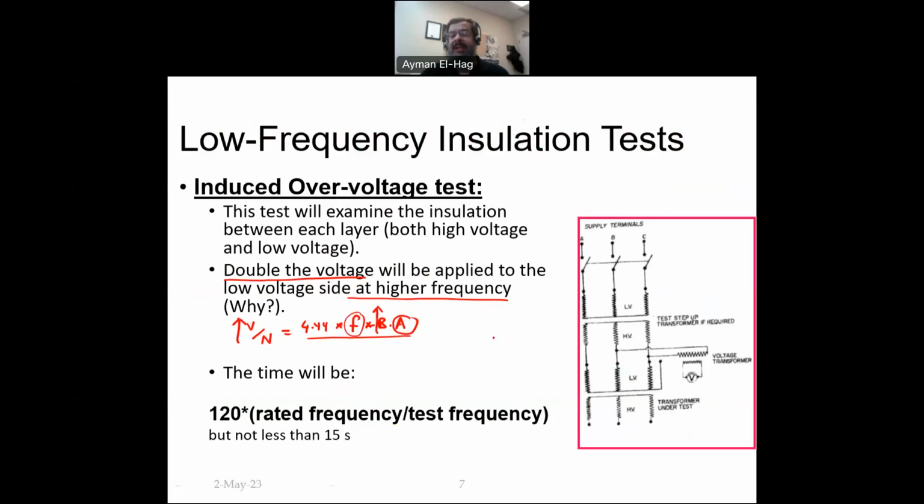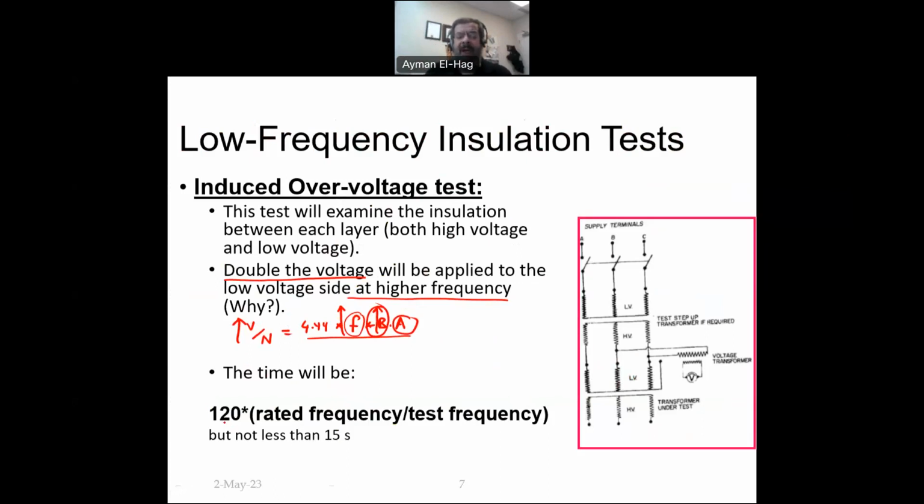If my B increases to double the value, I am forcing the transformer to go to deep saturation. There will be no induced voltage in the secondary or in the other side of the transformer. So I will have no induction, basically, and I'm forcing the transformer to go deep in saturation. So what I do, I increase the frequency, double the frequency, or a bit higher than that, so that I will keep the flux density at a lower value where we will have proper induction. Now, as per the standard, how long do I have to apply this voltage?